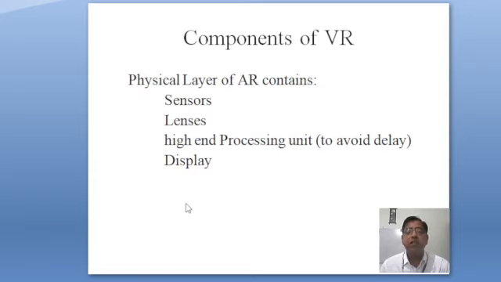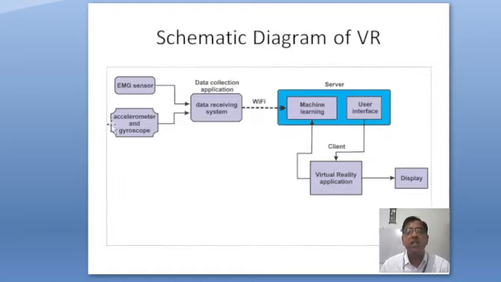Now we'll see the components of VR. The physical layer of AR/VR consists of sensors, lenses, high-end processing units to avoid delays, and displays. In the schematic diagram of the VR, sensors are installed which sense the physical quantity, then the data collection application transfers the data through Wi-Fi or other wireless communication technology to the server. In the server, by using machine learning or a user interface, it interacts with the virtual reality applications and is displayed on the display board.